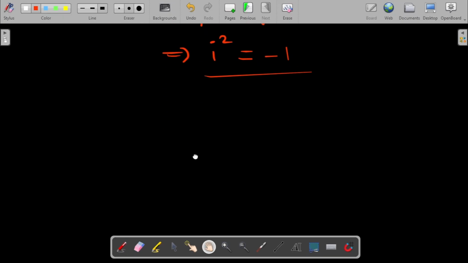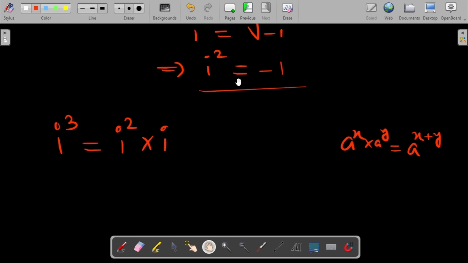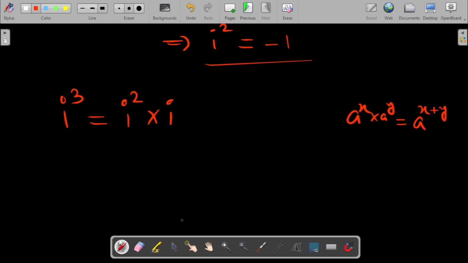Now i cube can be written as what? It can be written as i square multiplied with i. Well, you know this property that a to the power x multiplied with a to the power y equals what? a to the power x plus y. So i cube can be written as i square multiplied with i. And here i square equals minus 1. So this equals minus 1 multiplied with i. Now minus 1 multiplied with i gives minus i.